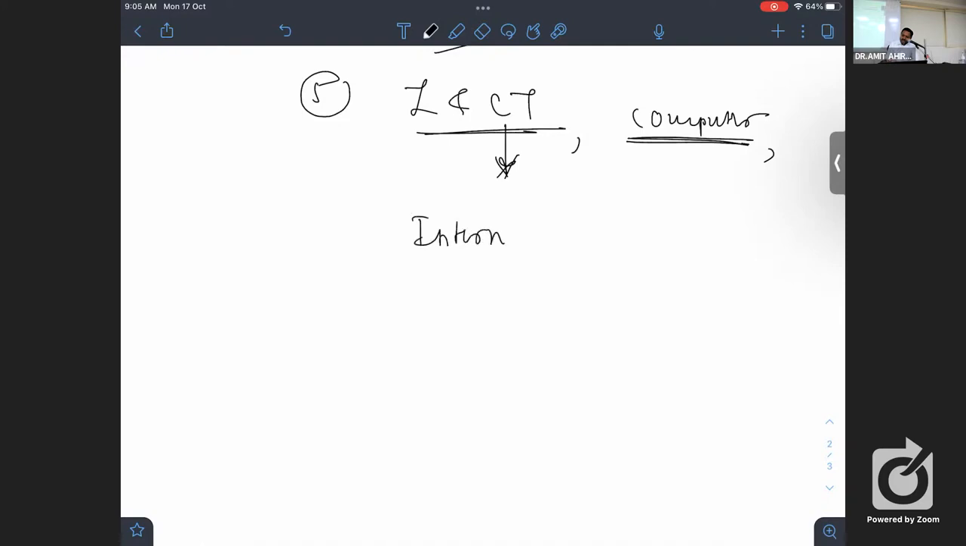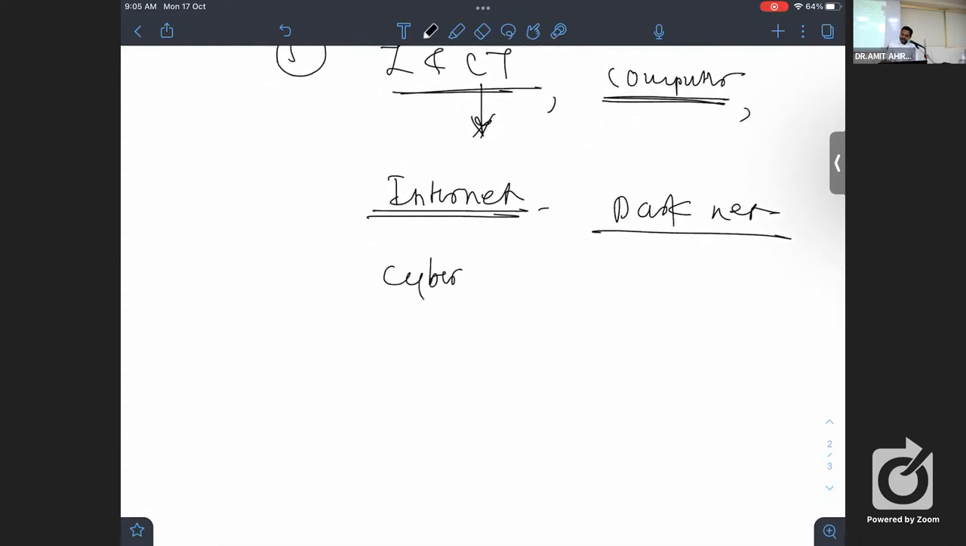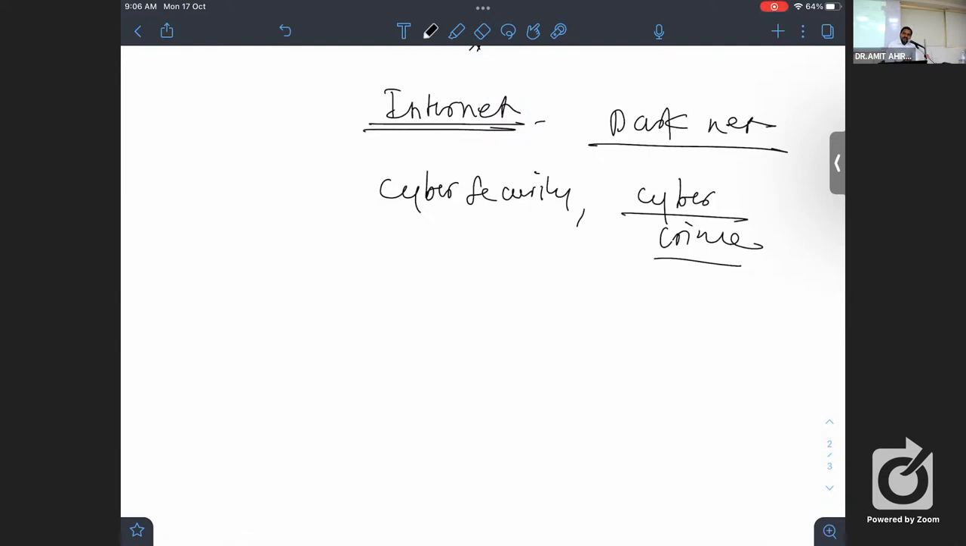Along with that, you will have to read about the internet, how the internet evolved, who is the mother of the internet, who is the father of the internet. No one is the mother or father of the internet, for that matter. The internet has evolved on its own, self-born. After the internet, we will have to talk about the darknet. Then when we talk about the darknet, we will have to talk about cyber security and cyber crime also, and all the laws that deal with these cyber crimes.